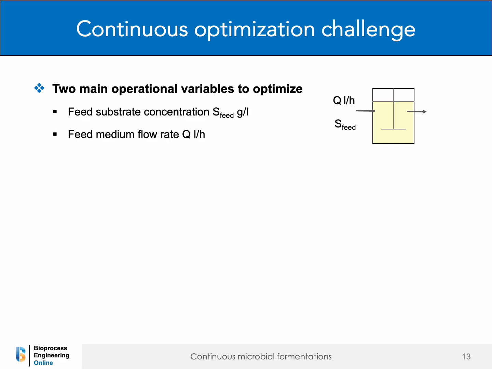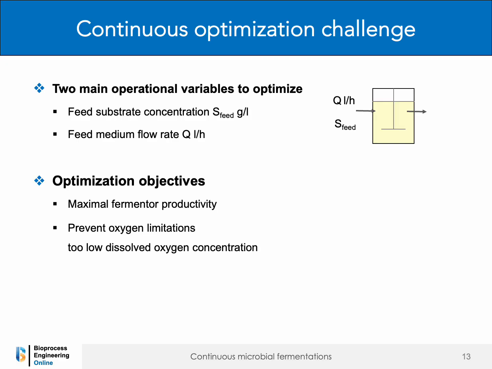Once steady-state operation has been established, the next challenge is the optimization of the continuous fermentation process. The two main operational variables are the composition of the feed medium, particularly the carbon source concentration, and the continuous feed flow rate. These parameters are typically adjusted to achieve the highest possible fermenter productivity.